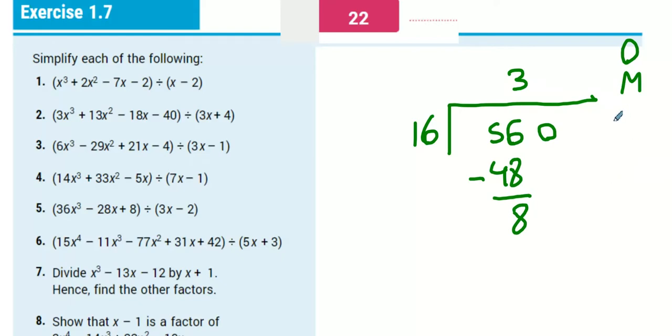Sorry, I multiplied, then I subtracted, didn't I? So that's where I took away the 48. And I call it DMS drop, all right? Divide, multiply, subtract, drop. Divide, multiply, subtract, drop. So I drop down the 0. How many times does 16 go into 80?